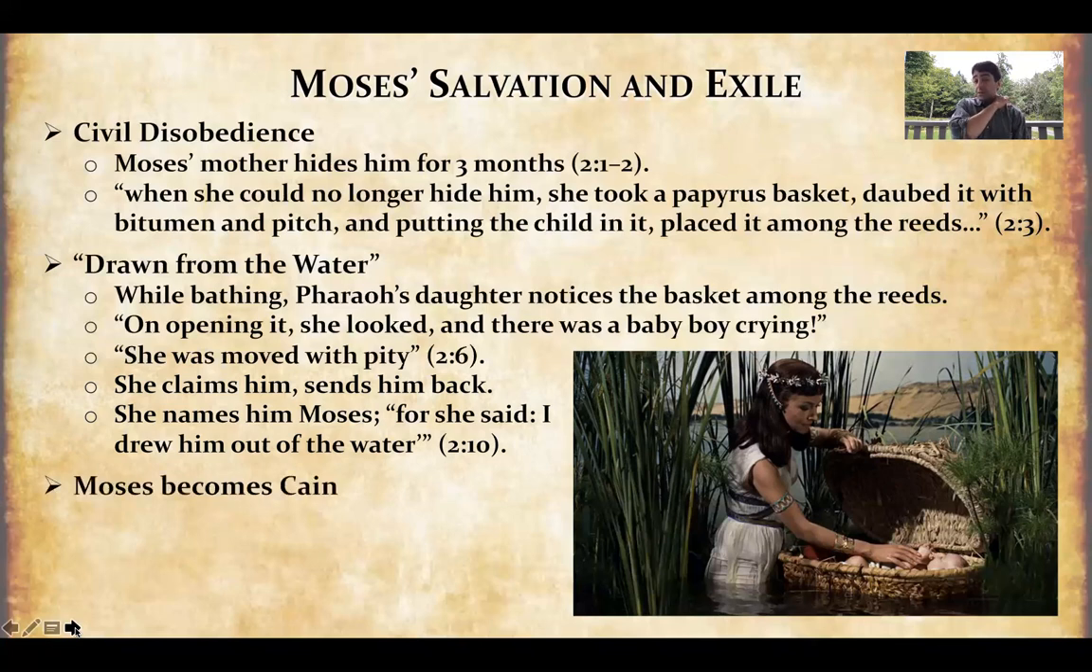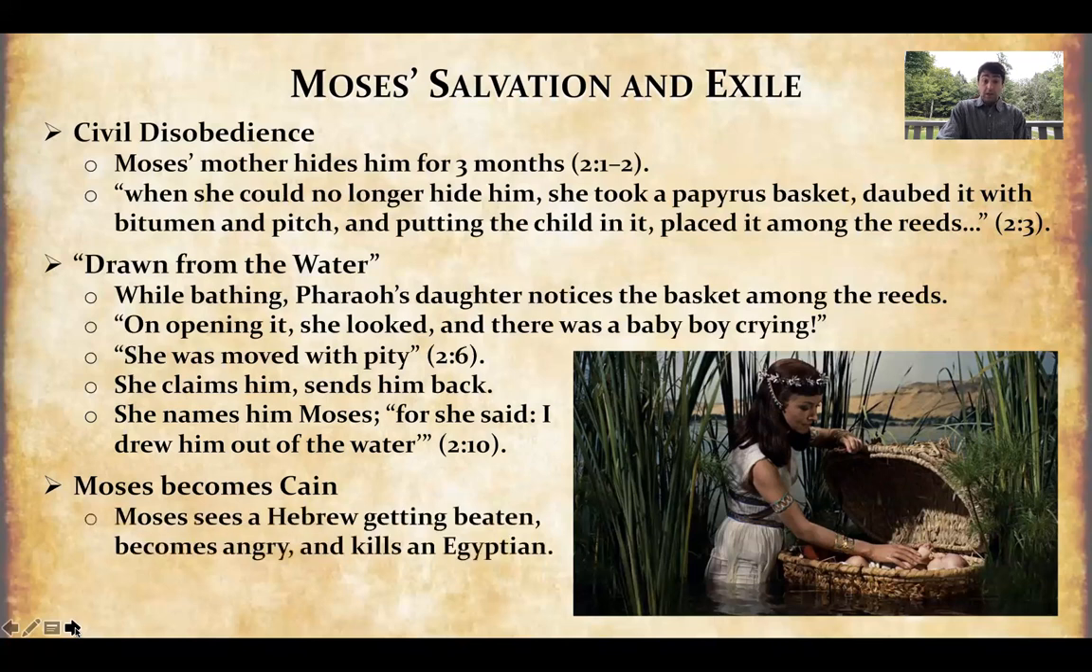Okay, Moses then grows up and does something very reminiscent of what Cain did way back in Genesis 4. Moses sees a Hebrew slave getting beaten by an Egyptian overseer, and he becomes angry and confronts the overseer and ends up killing him. And then he tries to hide the body in the sand. But when he encounters two Hebrew slaves after that fighting with each other, he tries to stop them, but they say, "What are you going to do? Kill us too?" So he realizes the word has gotten out that he has killed this Egyptian official.